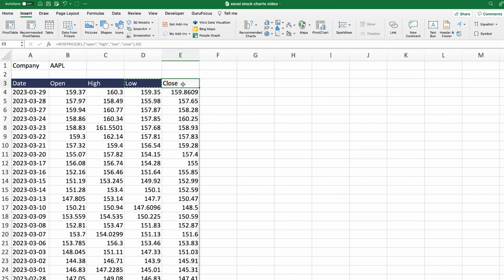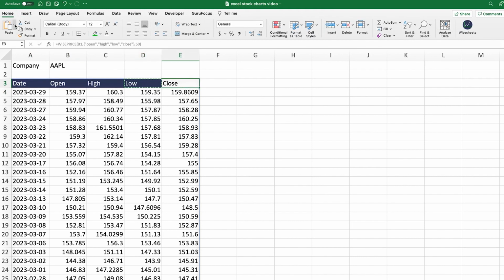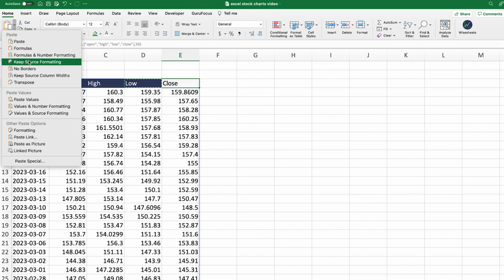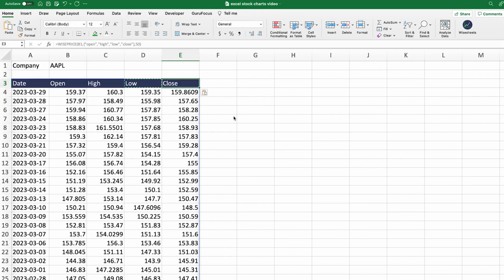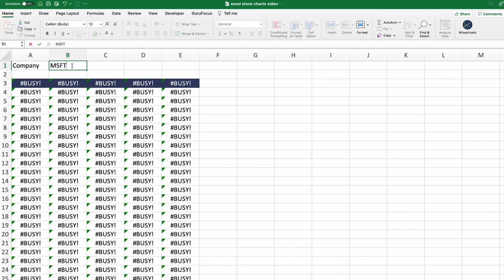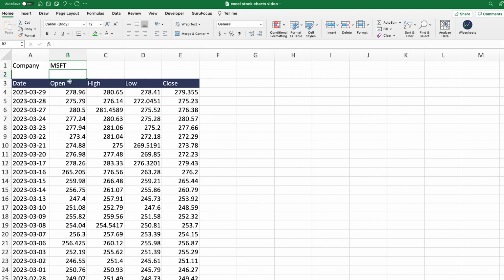So we're gonna just do this, copy, paste the formatting. So this is exactly the same. So in this case, we're gonna paste the formatting, great. And now we have all the data that we need to go ahead and create the chart. Cool thing about this again is you can change it to Microsoft because that's the company that we're analyzing.